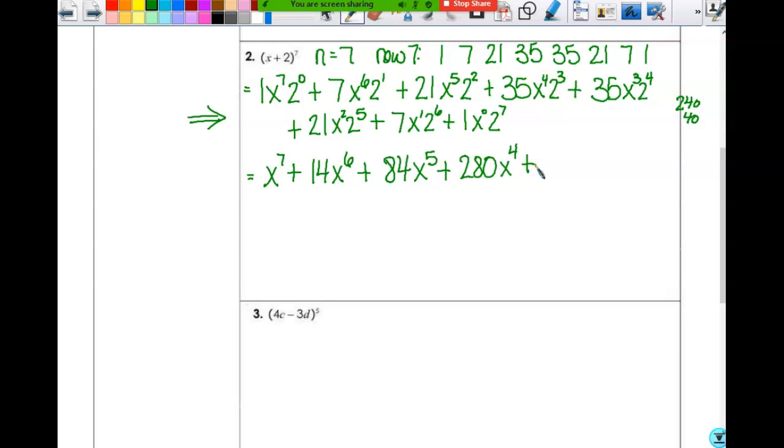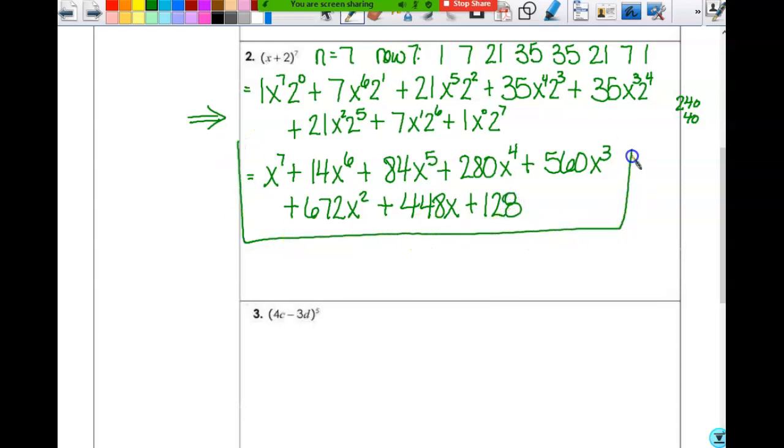Then the only difference in the numbers between these two is that I have to multiply by 2 again, so that'll make that 560 x cubed, plus then 2 to the 5th times 21, that's 672 times x squared. Then 2 to the 6th times 7, I'll just go ahead and tell you, is 448 times x, plus 2 to the 7th, which is 128.